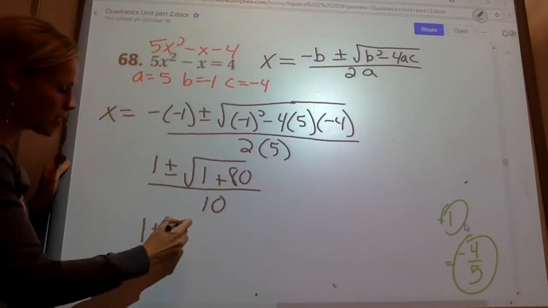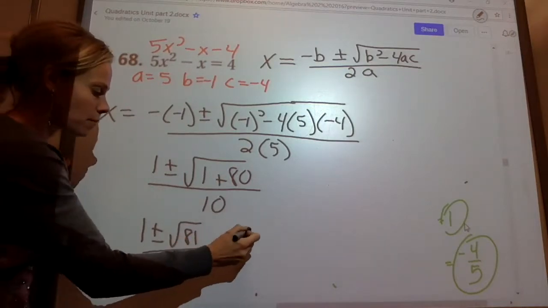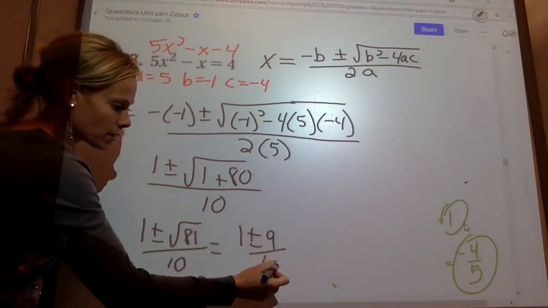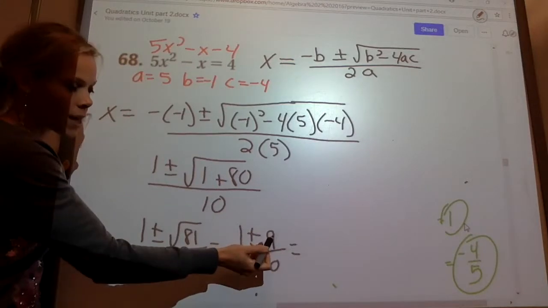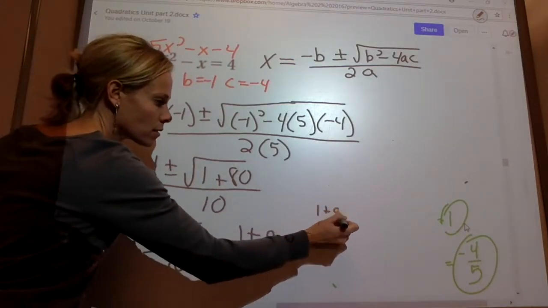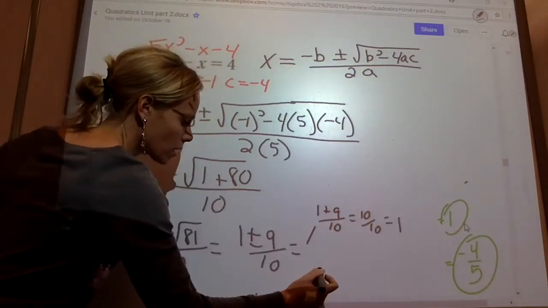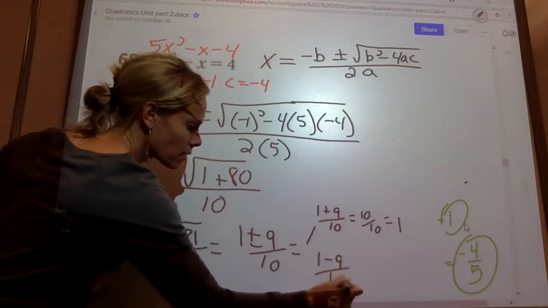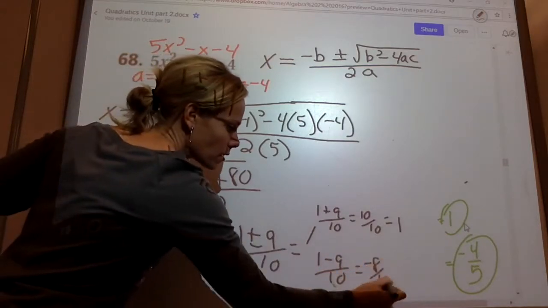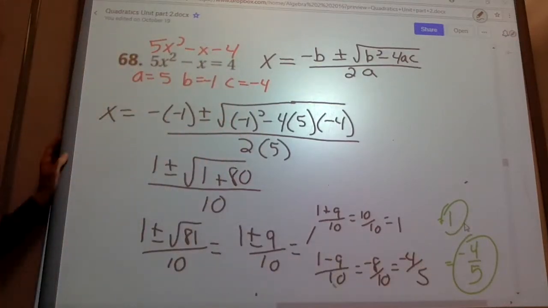Which would be 81 over 10. What is the square root of 81? 9. Over 10. What's 1 plus 9? 10 over 10, which is 1, right? Or 1 minus 9, which is -8 over 10, which is -4/5. See how I get the same answers? But it's half the time. It's the shortcut of completing the square.